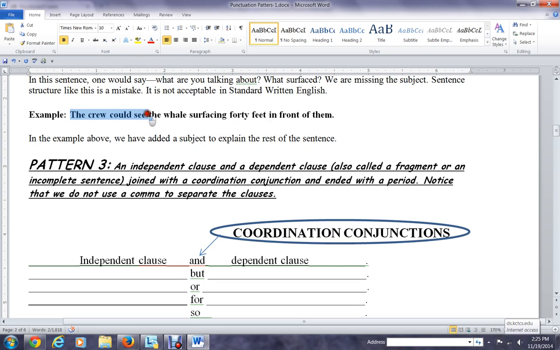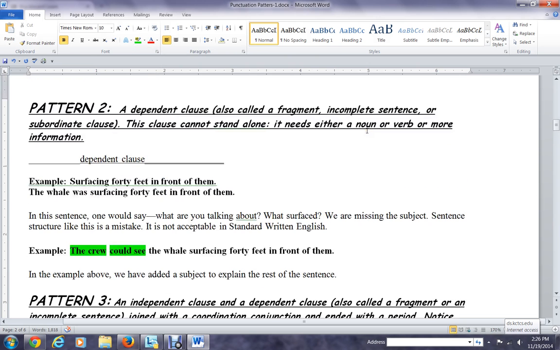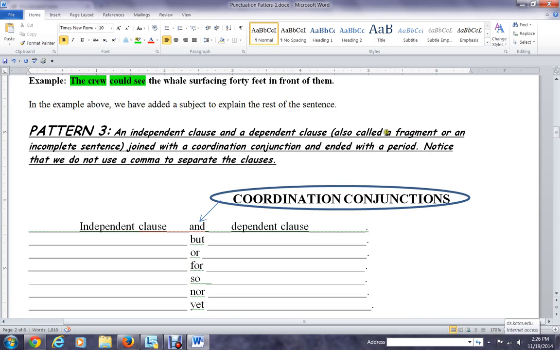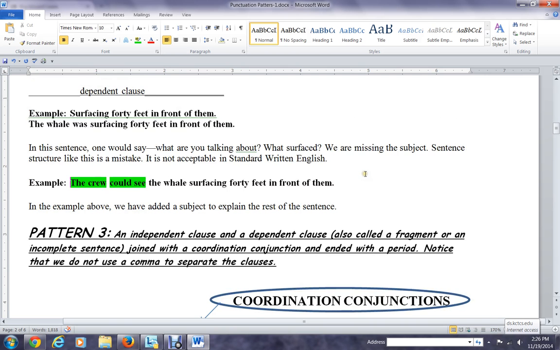The crew could see the whale. Now here, what's happening? Well, we're seeing a whale surface, but what's the main action? Seeing. Seeing is the main action here. Who could see? The crew could see. So that's pattern 3. You have to have a subject or a noun.